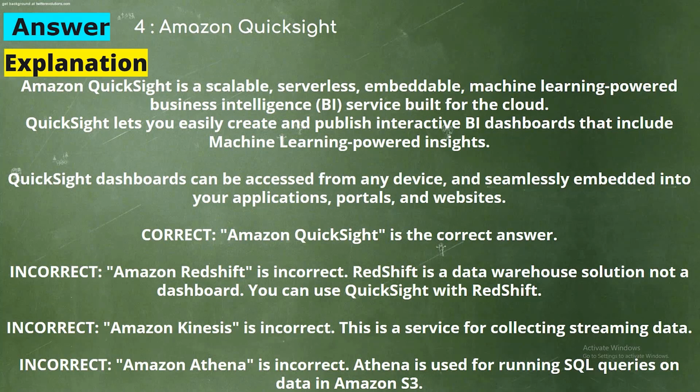Incorrect, Amazon Redshift is incorrect. Redshift is a data warehouse solution, not a dashboard. You can use QuickSight with Redshift. Incorrect, Amazon Kinesis is incorrect. This is a service for collecting streaming data. Incorrect, Amazon Athena is incorrect. Athena is used for running SQL queries on data in Amazon S3.